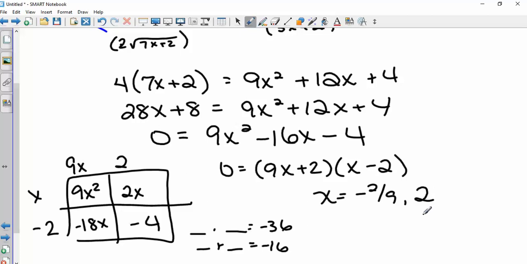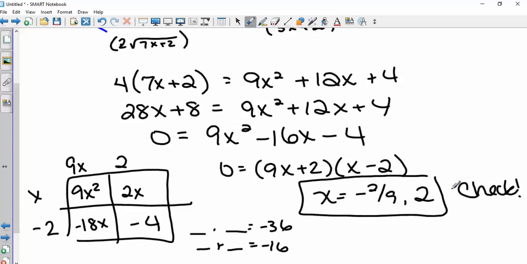What do we have to do at this point? Check. If you plug those in, they do both work this time. So I'm not going to take the time to do that. You can do it on your calculator. Just know that if there's an answer that doesn't work and you don't mark it off, you lose a point there. So make sure you are taking that time to check.